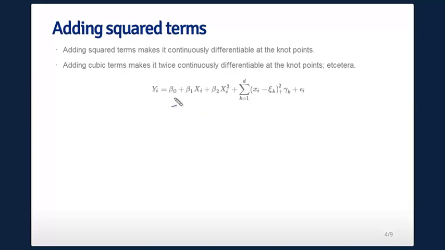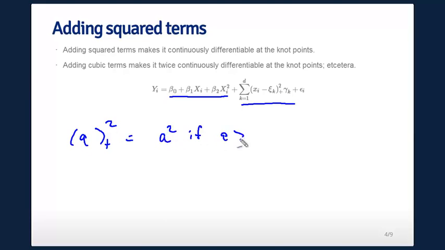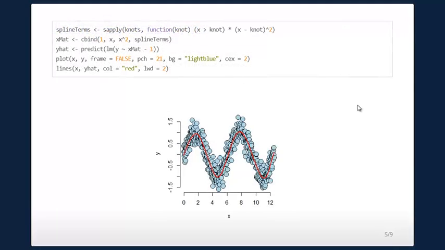Okay. So here now we just have beta naught plus beta 1 xi plus beta 2 xi squared, and then instead of doing just the plus function, we raise it to the power 2, where here a plus 2 means a squared if a is greater than 0, and 0 otherwise. Okay? Let's do that now and see what happens. Looks much better.